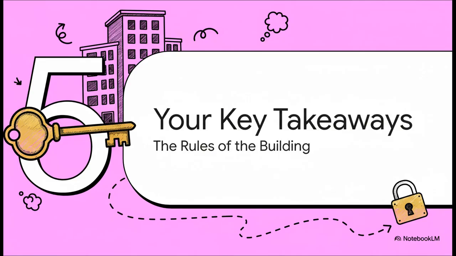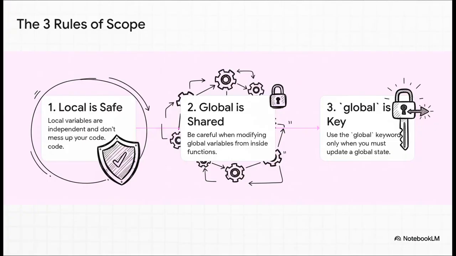Okay, so we've done the full tour. We've seen the public lobby, we've visited the private offices, and we've even learned how to use the master key. Let's boil all of this down into a few simple rules of the building that you can take with you. Let's break it down into 3 simple rules. Rule number 1, local is your default. Your local variables are safe, they're independent, and they can't cause unexpected problems elsewhere.